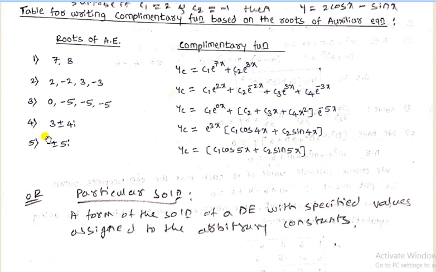Fourth, the roots are 3 plus or minus 4i. Here i means it is a complex root. Its complementary function is e to the power 3x times the bracket c1 cos 4x plus c2 sin 4x. Fifth, the roots are plus or minus 5i. Here the real part is absent, only the imaginary part. So its complementary function is c1 cos 5x plus c2 sin 5x.